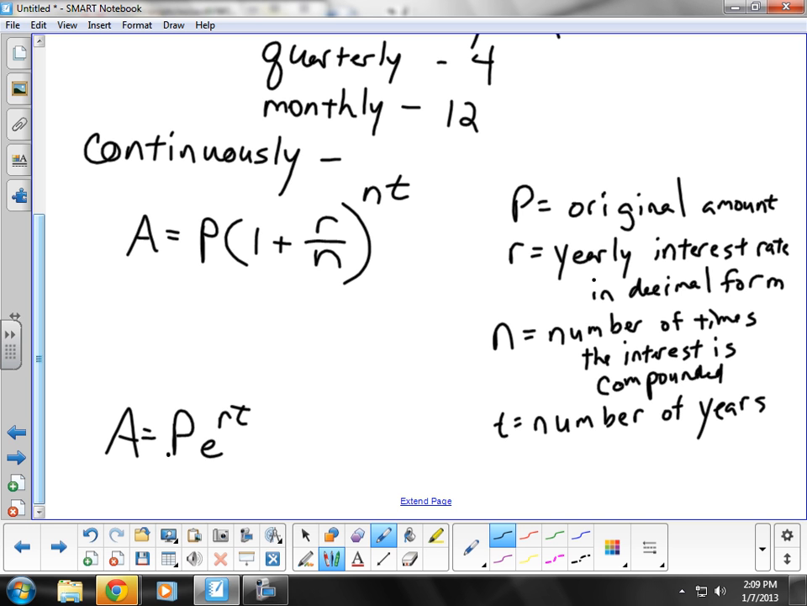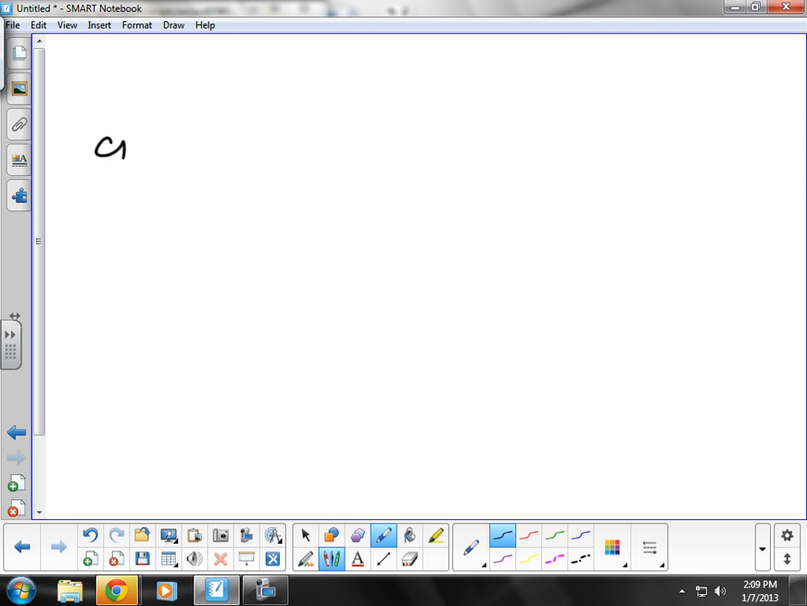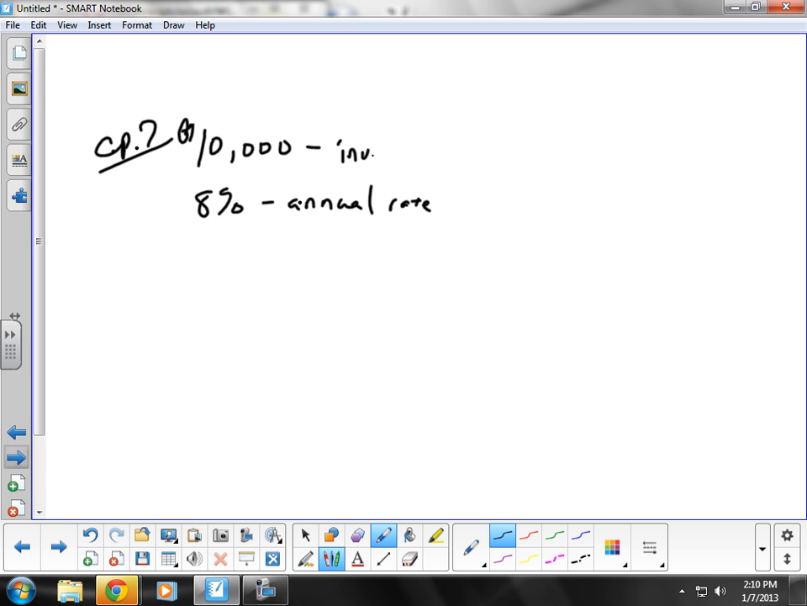Got it? So check point 7. Okay, they tell me that I've got a sum of $10,000 and I'm going to invest it at an annual rate of 8%. Okay. Find the balance in the account after 5 years. If A, we're going to use quarterly compounding.